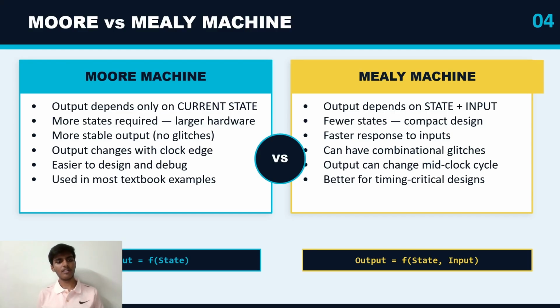Moore and Mealy machines. In a Moore machine, the output depends on the current state, whereas in a Mealy machine the output depends on the state plus input. Moore machines require more states and larger hardware, whereas Mealy machines require a very compact design. Moore machine output does not contain any glitches, whereas Mealy machine outputs are generally fast and may contain glitches. Moore machine output changes with the clock edge, whereas Mealy machine output can change mid clock cycle. Moore machines are used in most textbook examples, whereas Mealy machines are used for timing critical designs.